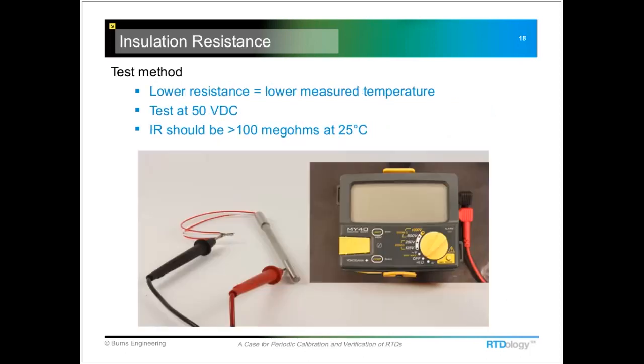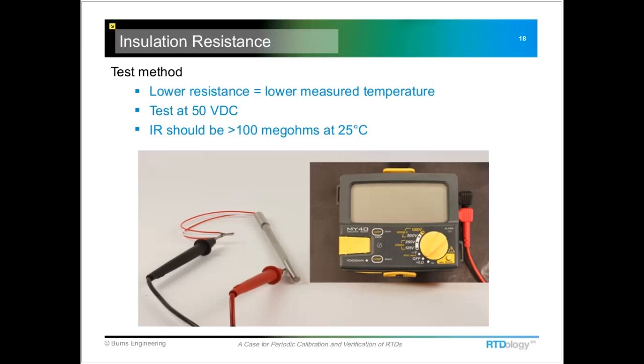Pretty easy check to do. We just get a megohm meter, bundle the leads together, touch it with one probe and the other one to the probe sheath. And that just measures how well the insulation inside the probe is protecting the little platinum resistor that's in there from any kind of moisture.